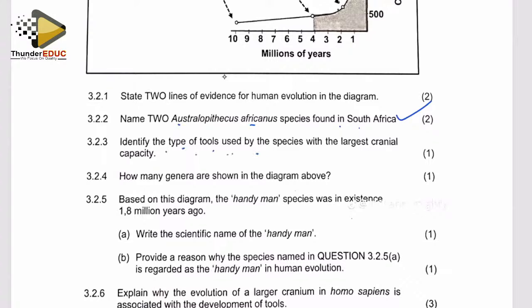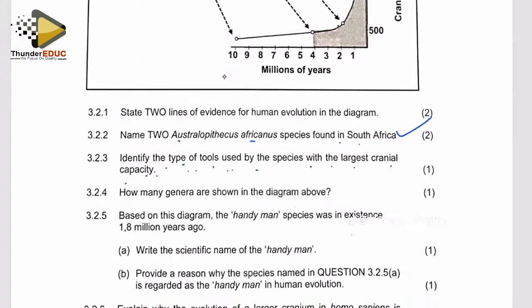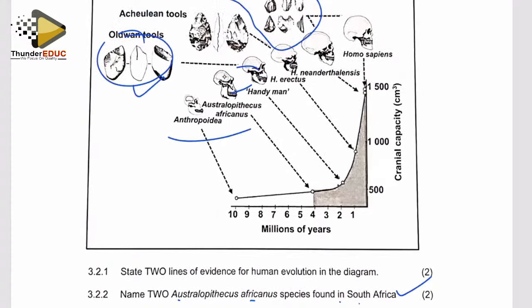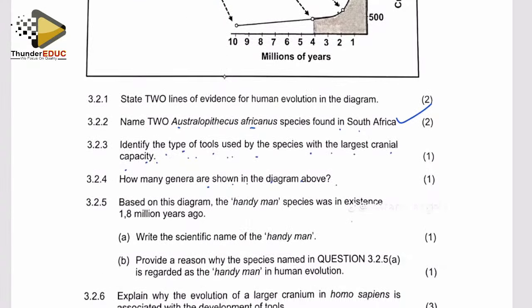Identify the type of tool used by the species with the largest cranial capacity. If you look at the tools used by the species with the largest cranial capacity, these are the tools they used. Then they're asking how many genera are shown in the diagram. We look at the first name, like the surname. So Homo is 1, is still Homo, is still Homo, 2, and then this is 3. So there are 3 genera shown in that diagram.